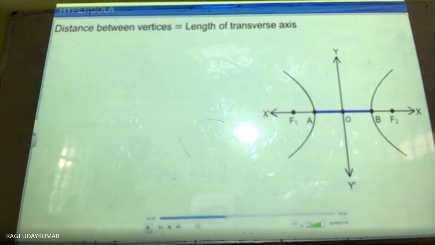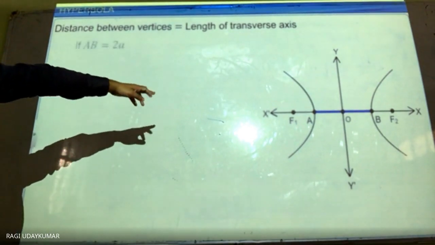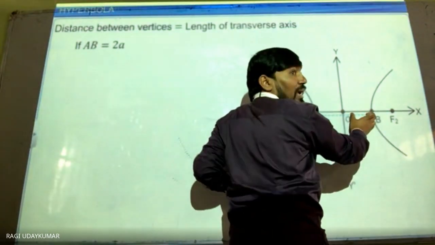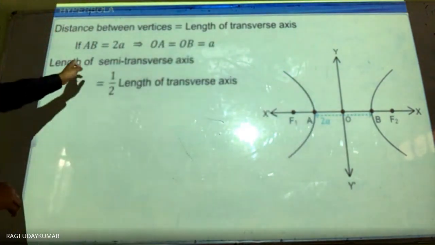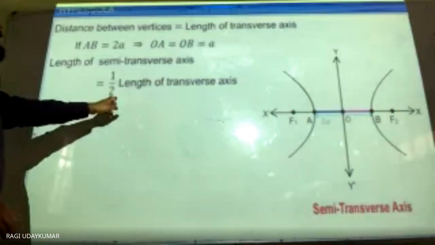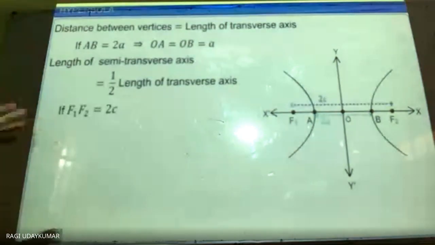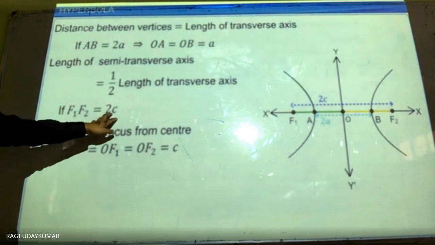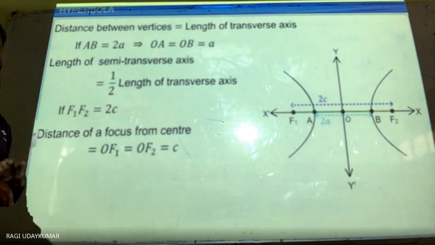The length of the transverse axis is denoted by 2a. This is the point (a, 0), this is (minus a, 0), and the total length will be 2a. The length of the semi-transverse axis is half of the transverse axis, that is a. And F1F2 is equal to 2c. The distance of the foci from the center is c.